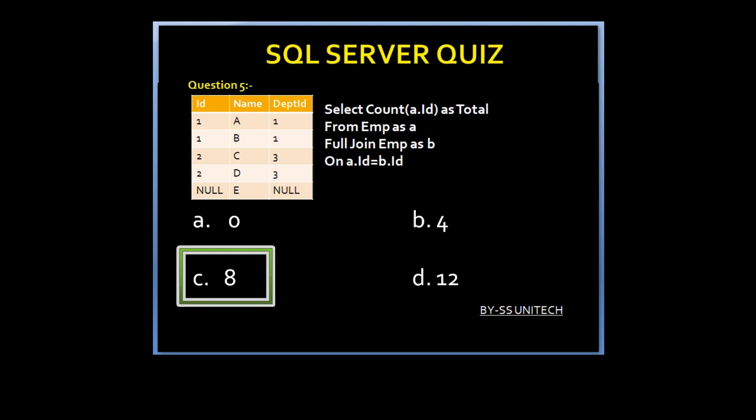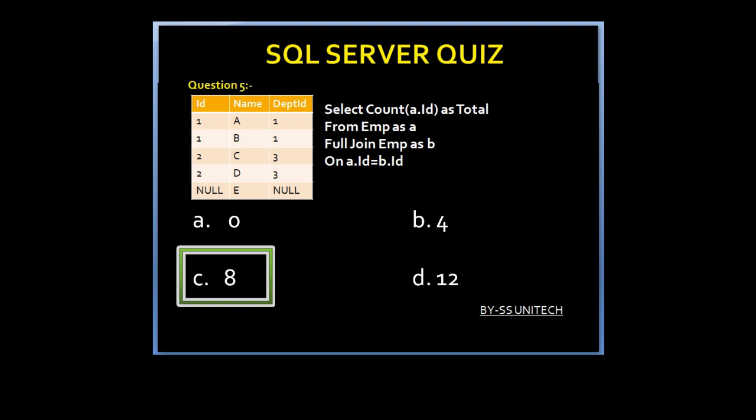So time up, option C is true. Again, it will pick the first row from our left table and try to compare with our right table. For ID 1, it will return 4 rows. For ID 2, it will again return 4 rows. And two null values will be present in the ID column as we are using a full join.